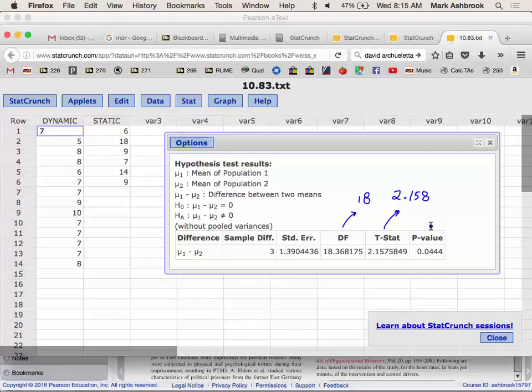Okay, the P-value is 0.044. We can get away without that, but we remember what that is: the area under the curve that we're comparing to alpha, or the probability of making a type 1 error. So this is our test statistic, and we've got our degrees of freedom. What do we need? We need the critical value. How are we going to get the critical value to compare with the 2.158, our test statistic? Same way we did before.